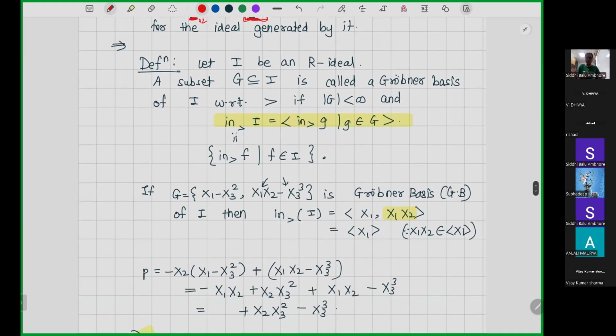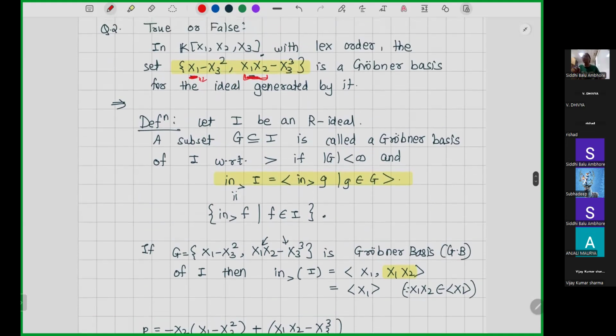So here, everything depends on the order. Yes, if we change the order, it is possible that it is not a Gröbner basis, but with respect to another order, like reverse lex, it might be. Yes, possible, definitely. In fact, that's also the case. Some sets are Gröbner bases with respect to one order, but they need not be Gröbner bases with respect to another order. That is also very well possible.